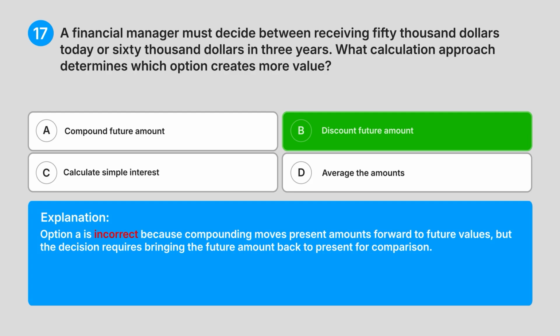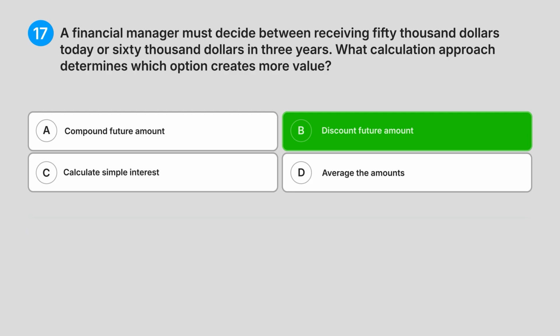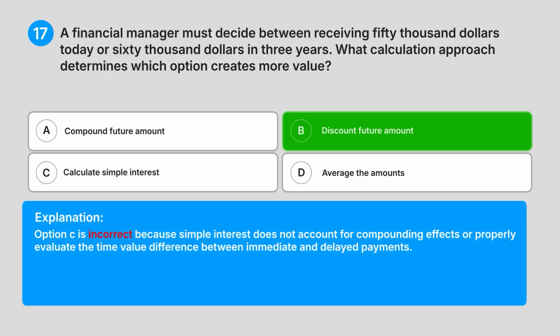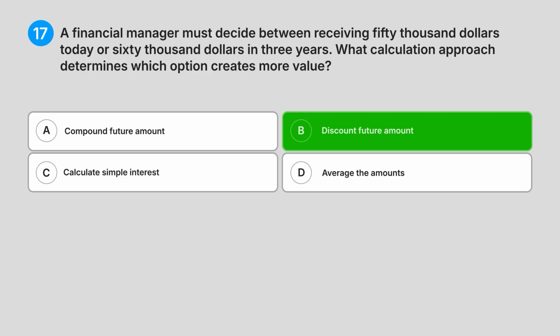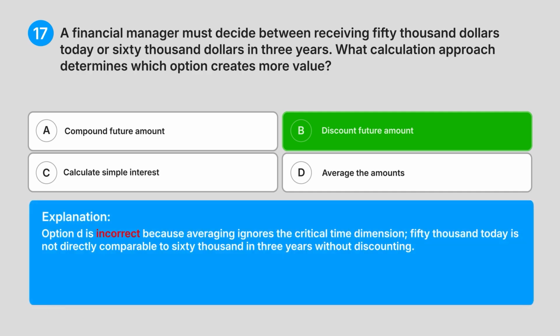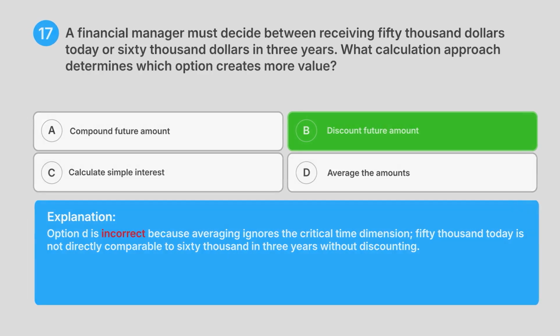Option A is incorrect because compounding moves present amounts forward to future values, but the decision requires bringing the future amount back to present for comparison. Option C is incorrect because simple interest does not account for compounding effects or properly evaluate the time value difference between immediate and delayed payments. Option D is incorrect because averaging ignores the critical time dimension. $50,000 today is not directly comparable to $60,000 in 3 years without discounting.